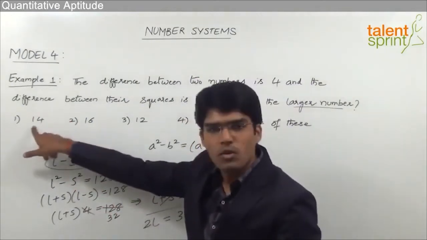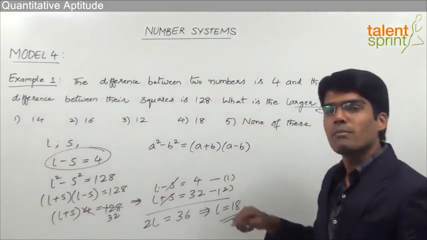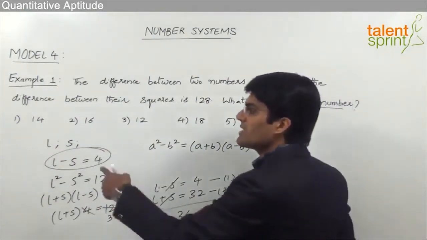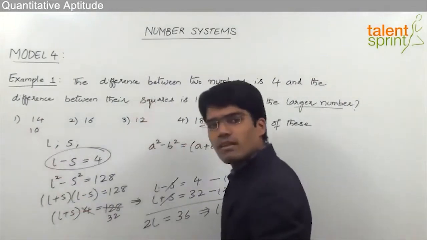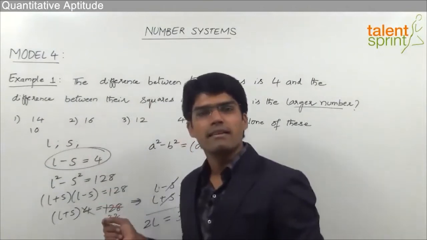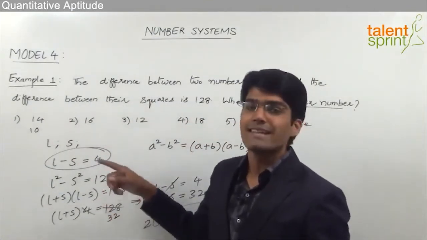If the larger number is 14, it is very clear that the smaller number has to be 10. Why? Because the difference between these two is 4. So if the larger is 14, the smaller will be 10. We know that 14 squared is 196 and 10 squared is 100. 196 minus 100 is 96.